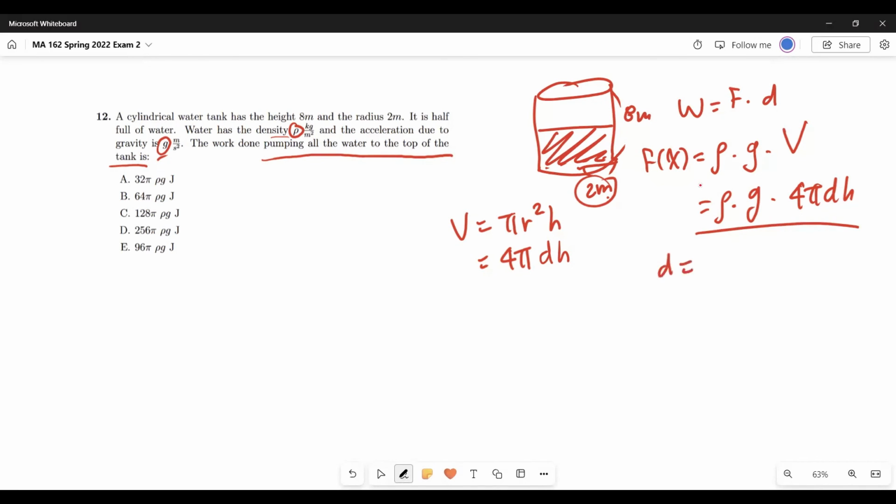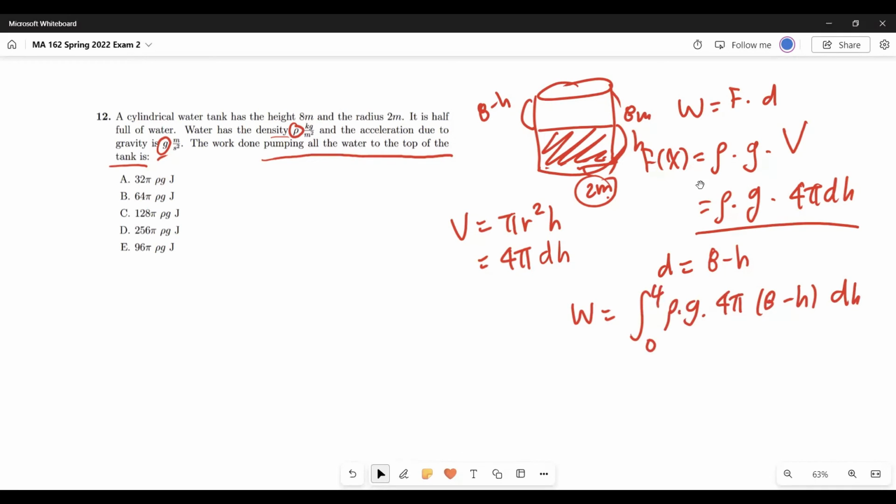Then the distance: since this much is already full, as h, we don't know the rest of the distance, and that's subtracting from 8, so d becomes 8 minus h. So work becomes ρg times 4 pi times (8 minus h) dh from 0 to 4, because it's already half full. When you find the volume, you don't want to use the exact height as 8, because that's not the point of it. And even though it says it's half full, we can't just assume it's 4. That's why we put dh as a change of height, to measure all those volumes in the half full volume.